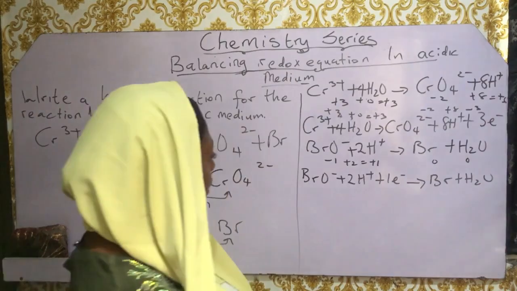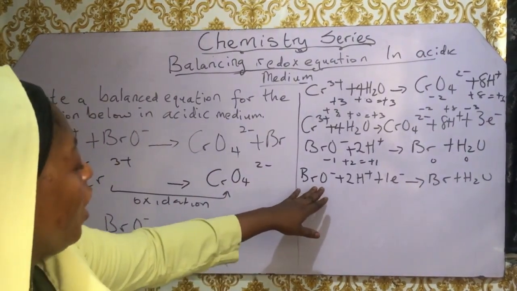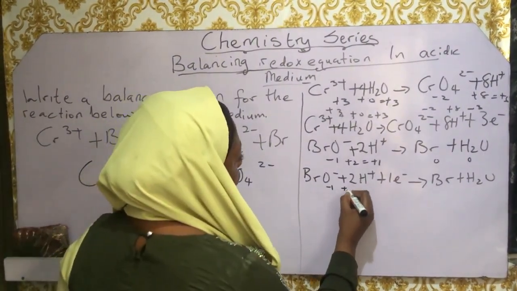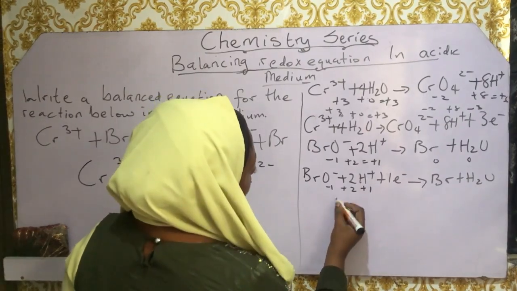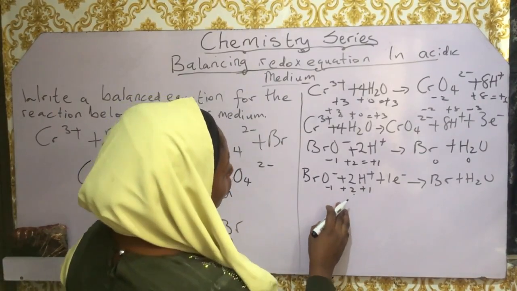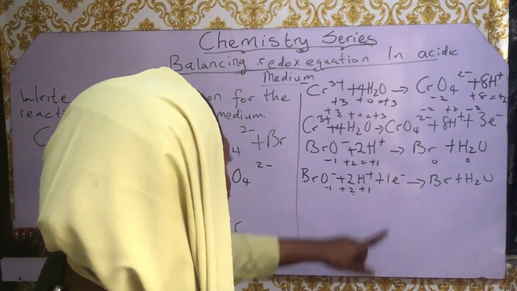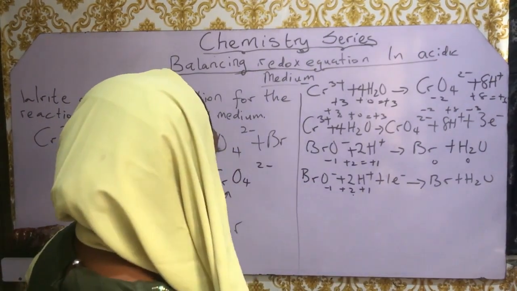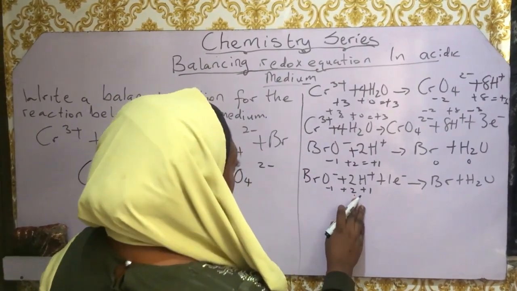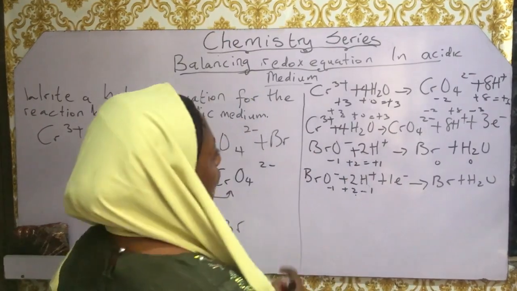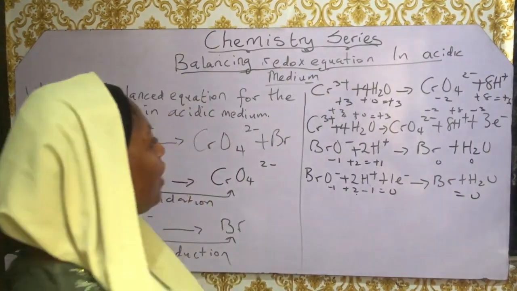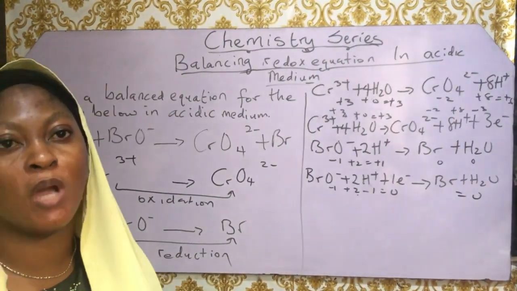Now let's see this. Minus 1 plus 2 plus 1... minus 1 plus 2, that gives you plus 1. Plus 1 minus 1, that gives you 0. So it shows that our charges are balanced. Now, we have to compare the two half reactions.